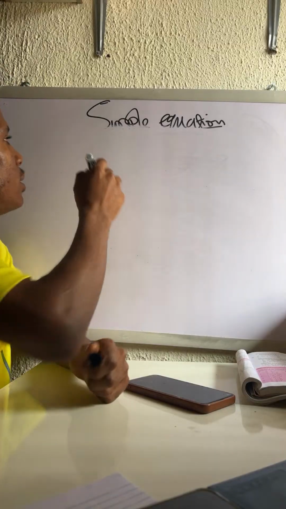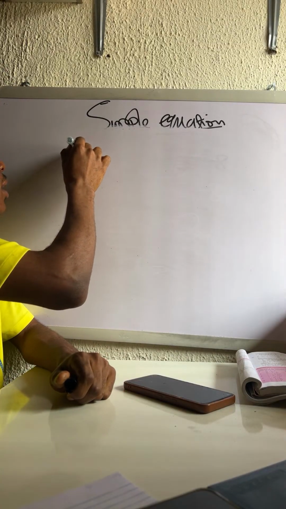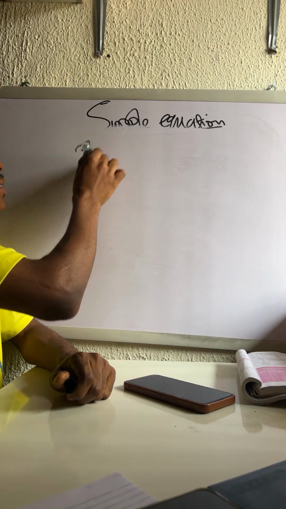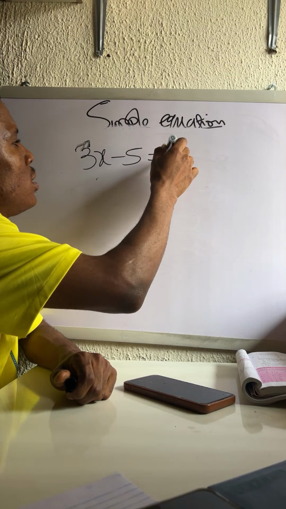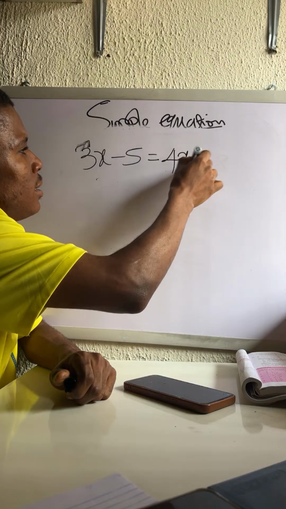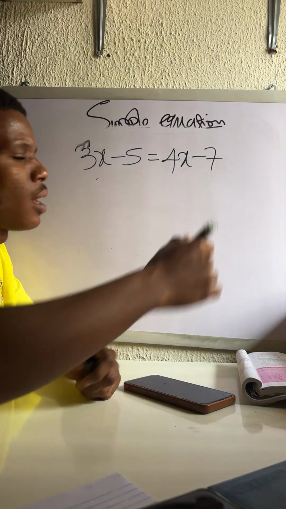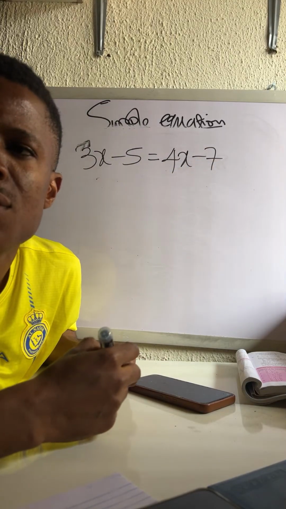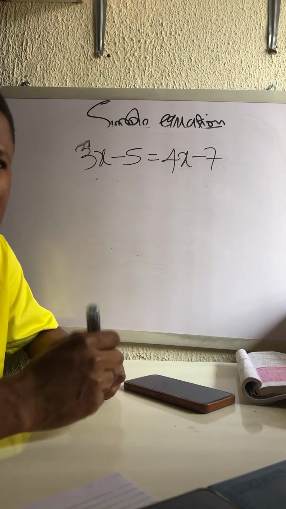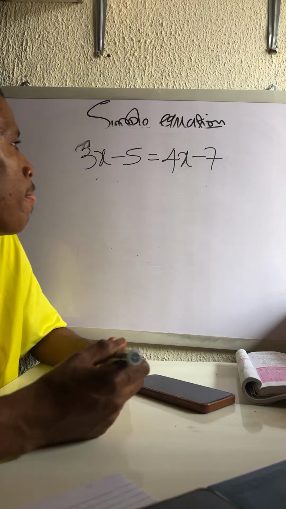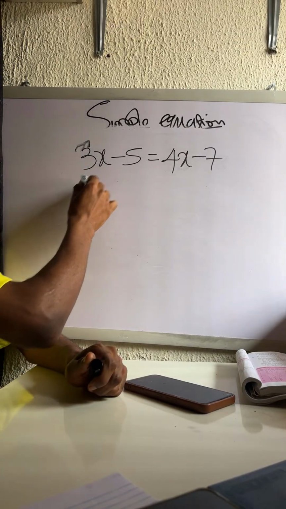Okay, so let's look at this again. We have 3x minus 5 is equal to 4x minus 7. So let's try to find the value of x here. If you are the fastest finger, let's know whether you can get it right. So we'll have 3x.